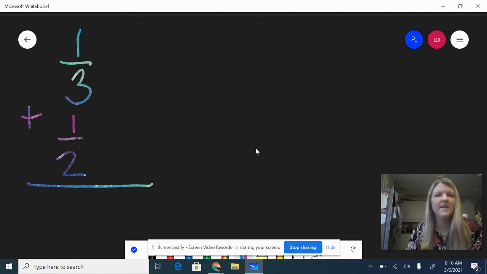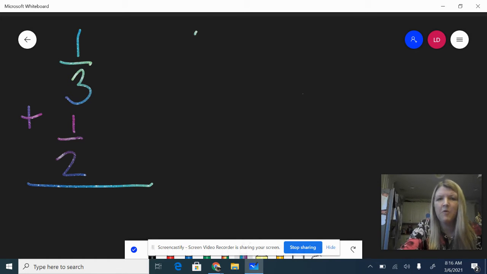All right, now we're going to look at some adding fractions where we're going to have to change both of the fractions. There are different ways that we can do this, but one of the ways is to find the least common denominator between the two denominators. And the way that we do that is by looking at the multiples of the denominators.